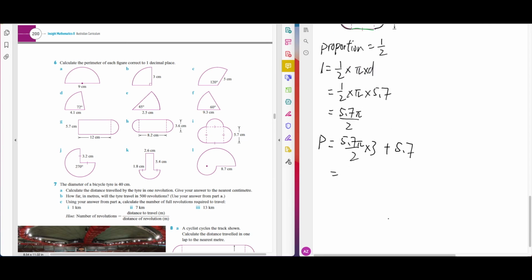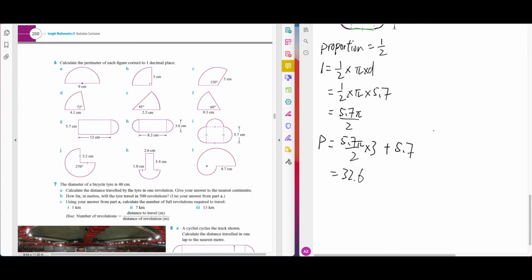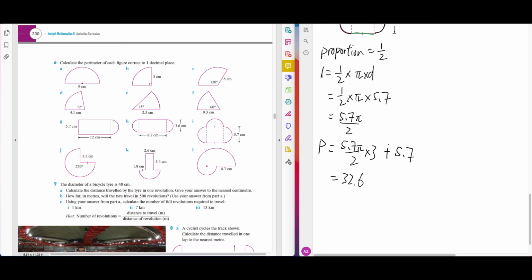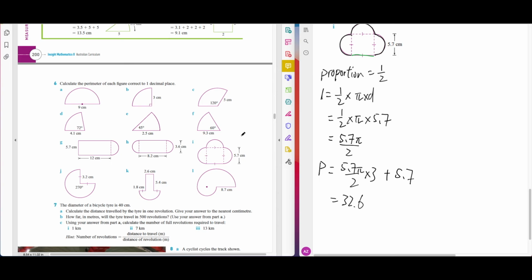And then we can type this into a calculator. So what we have is 5.7 pi on 2 times 3 plus 5.7. And this gives you 32.6. Because there's one decimal place. So yeah, this is actually quite a challenging question. So just take your time with these questions, as it does take a bit of practice. I'll go through another one just to be sure.